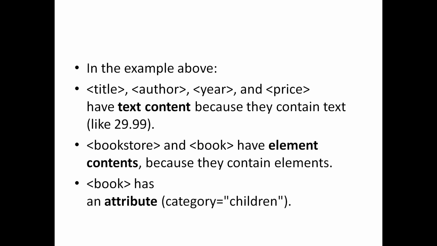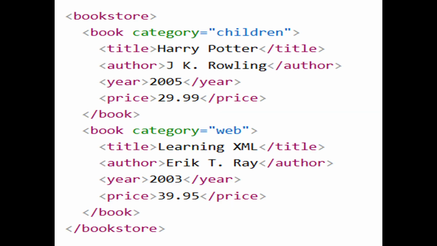So in the above example, title and author are all the text content. Bookstore and book indicate our elements, and category indicates your attribute. So what is an attribute here? Book category equals value. It is like key-value pairs. If it has values, then it is considered an attribute. So an element is a combination of everything. This is the basic building block of your XML.